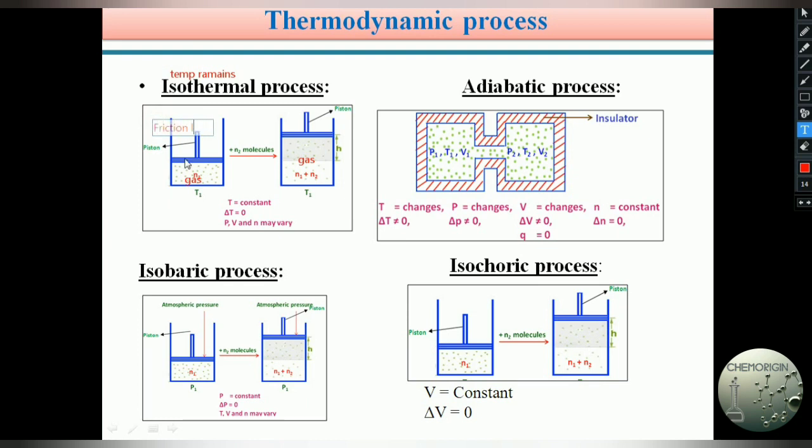Frictionless piston means we can easily move it in the upward or downward direction. See, here the piston is moved upward and comes into this position. If you apply pressure or force in the downward direction, the piston comes to this side. So this is a frictionless piston; we can move it easily upward or downward.